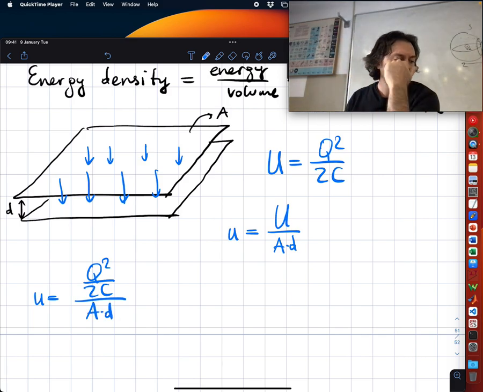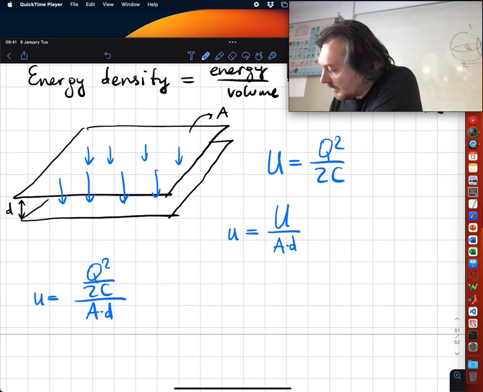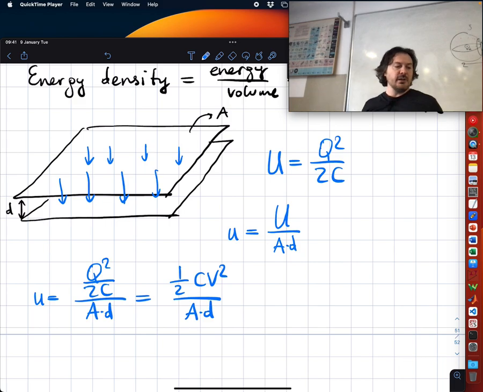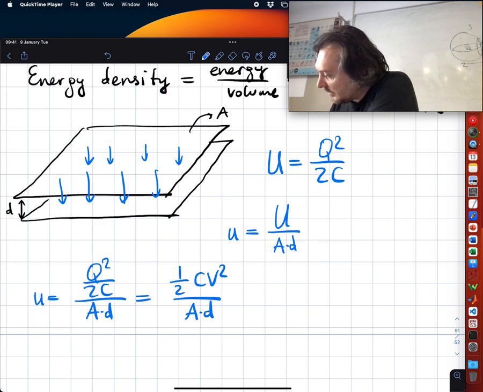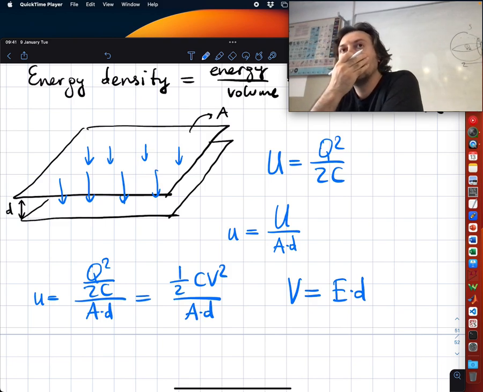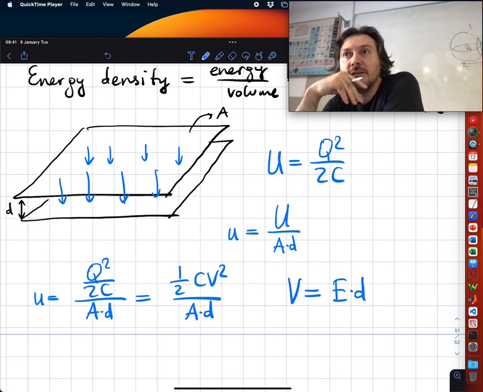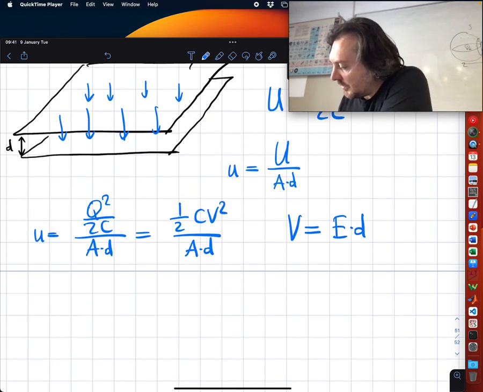Then small u is equal to Q squared over 2C over A times D. Right? Or you can write it down like this: 1/2 CV squared over AD. Everything works here. But we are going somewhere more elegant. And to go to that place, we need to use one more formula. This is potential. Potential is equal to E times D. Do you agree with this? The potential difference is electric field times the distance. Do you agree with this? Everyone? Yes? Good.